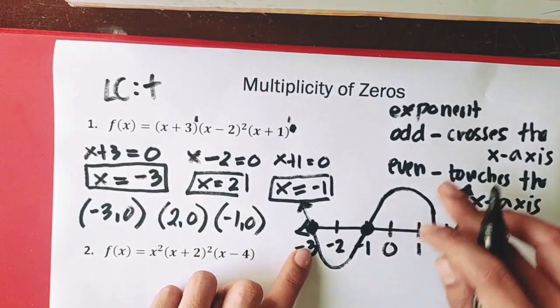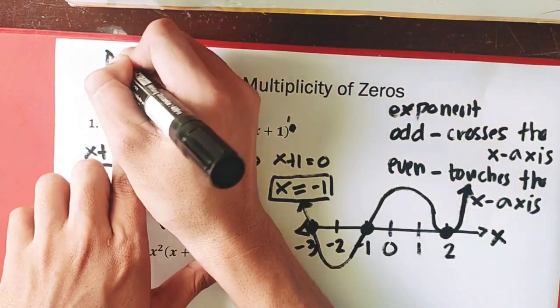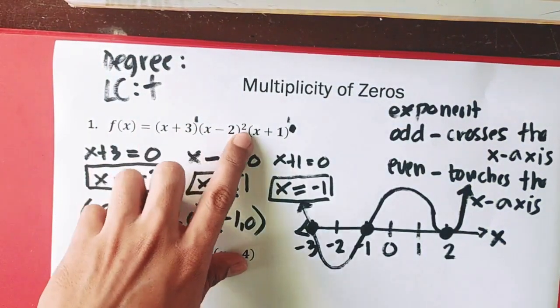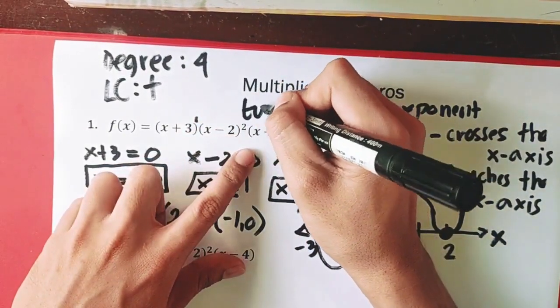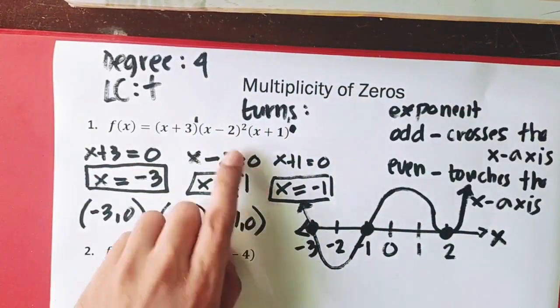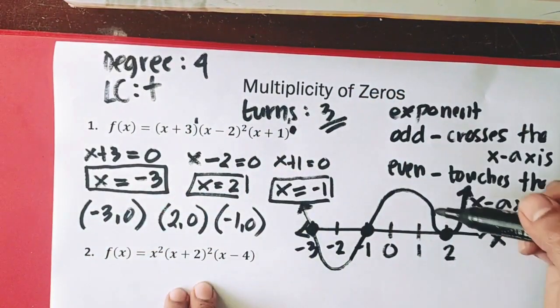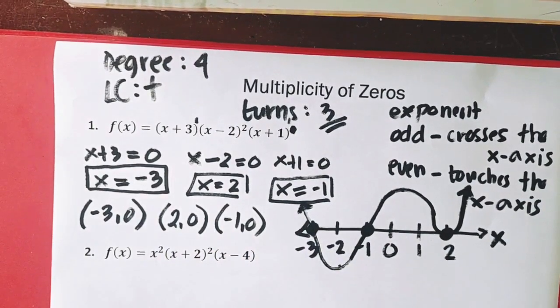So if you're going to graph that one, how many turns? What is the degree here? The degree here is 1 plus 2 plus 1, that is 4. How many turns? Turns here is 4 minus 1, that is 3. Let's count. 1, 2, 3 turns. This is what it looks like.